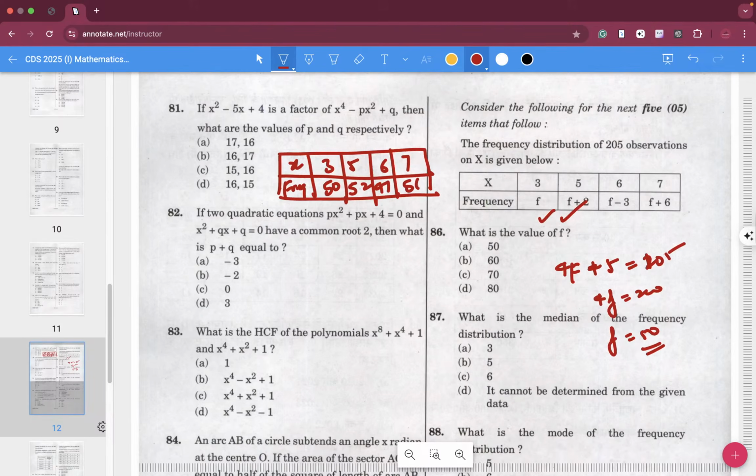This is how much? 56, right? So these are the frequencies over here. Now they have asked the first question over here: what is the value of f? The value of f is equal to 50, is what we have found out.